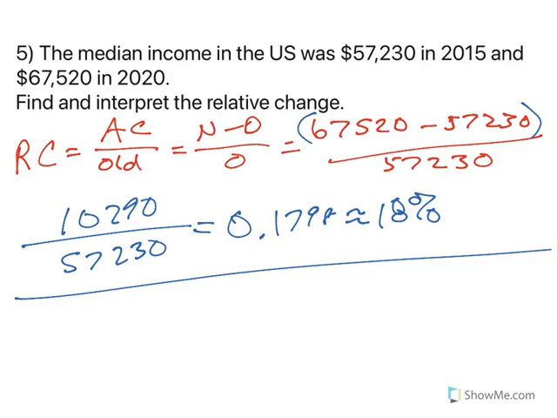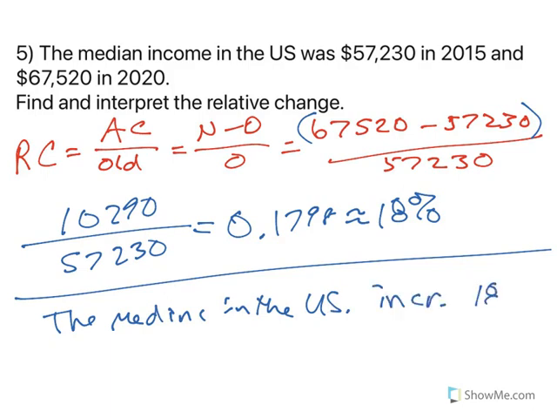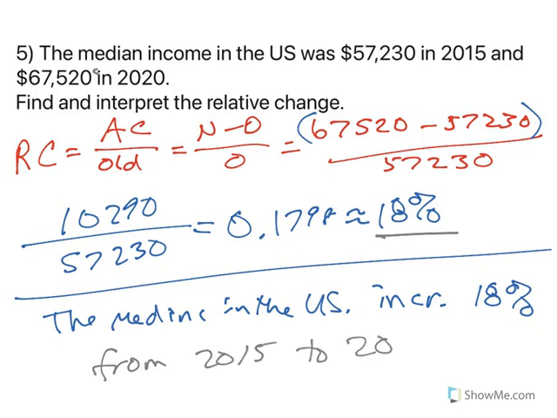Interpret. First, what are we talking about? The median income in the U.S. Great. What happened to it? It increased 18%. How do I know it increased? Well, one, I can see that it went up, but also when we found this, our values were positive. So it increased 18%, and then the last question is when? And that was from 2015 to 2020.